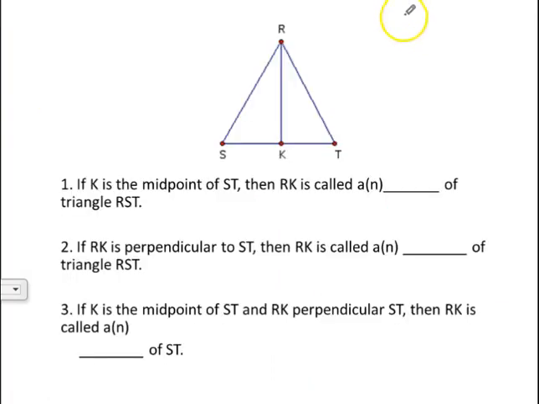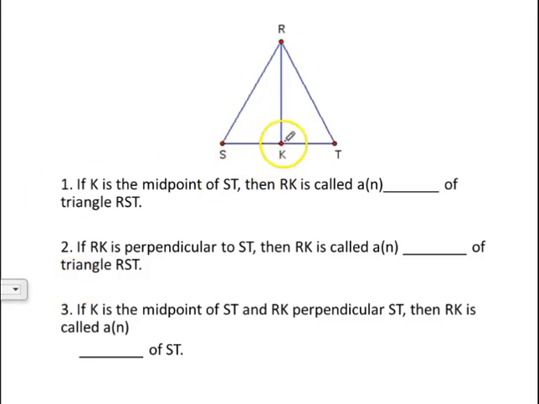Let's see, first of all, I've got a triangle up here with a lot of different points and segments. If you want, go ahead and click pause now and try these 3 on your own. This is a great practice opportunity for you, and we'll go through and fill in the blanks together. So if you want to try this first on your own, go ahead and click pause now, because I'm going to go through the answers.